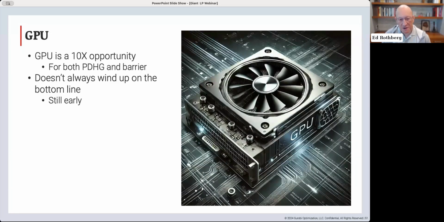So the GPU is a 10x opportunity, clearly. And this is true for both PDHG and also for barrier. But it's a 10x opportunity for something. That something doesn't necessarily translate to a 10x improvement in the time to solve the problem. So this is an early attempt to exploit GPUs for solving LPs. It's still early. There are going to be more opportunities. So this will only improve.